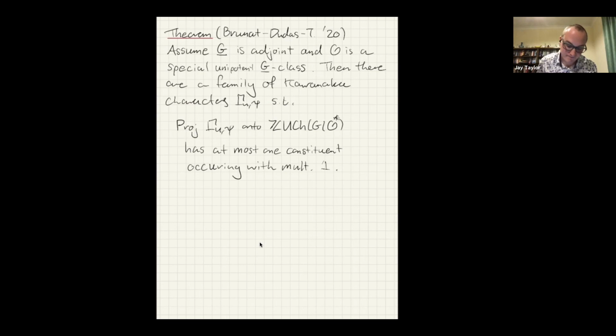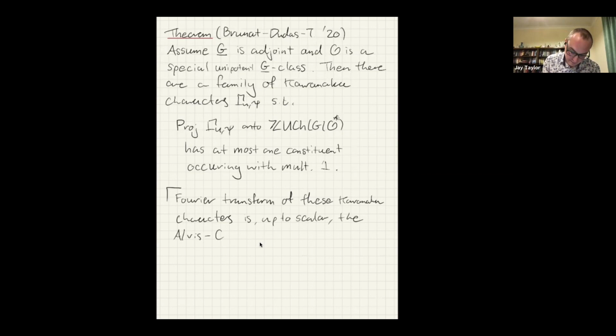But of course, in the proof of this, we use very strong geometric results. So the important thing we prove is that the non-abelian Fourier transform of these Kawanaka characters, what would one expect this to be? You would hope that it's essentially the characteristic function of a character sheaf. And that's basically what we prove. We prove that it is, up to scalar, the Alvis-Curtis dual of a characteristic function of a character sheaf.